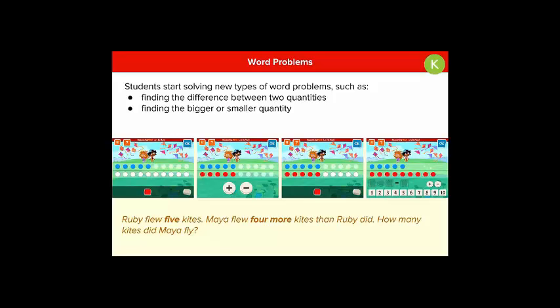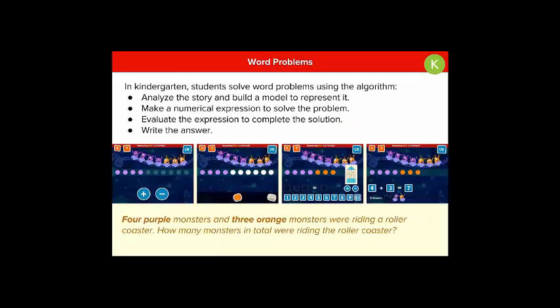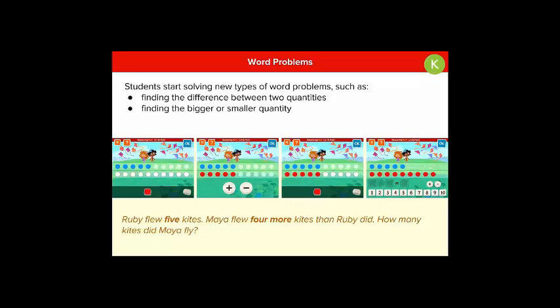But the model is different because, let me just go back 2 screens. To a child, this problem with the monsters is not the same type as this problem where we are comparing different quantities, because it's comparison, right? We have 4 more. So the way we make models for more than and less than, as you can see here, well, first we make 5 dots for Ruby's kites.